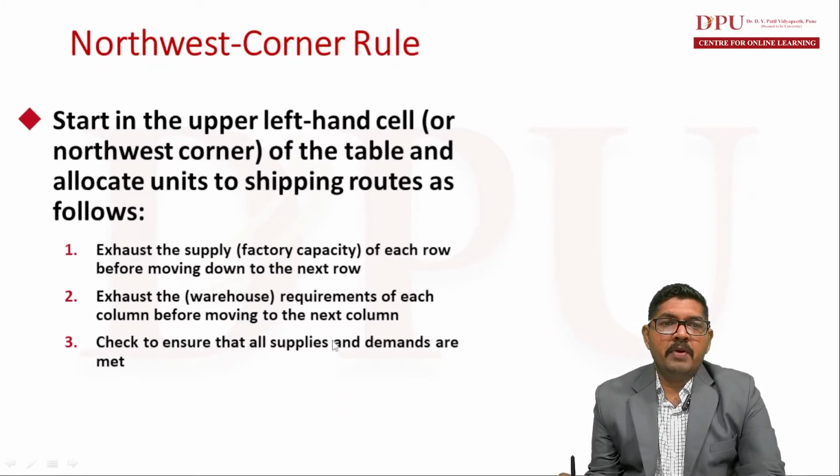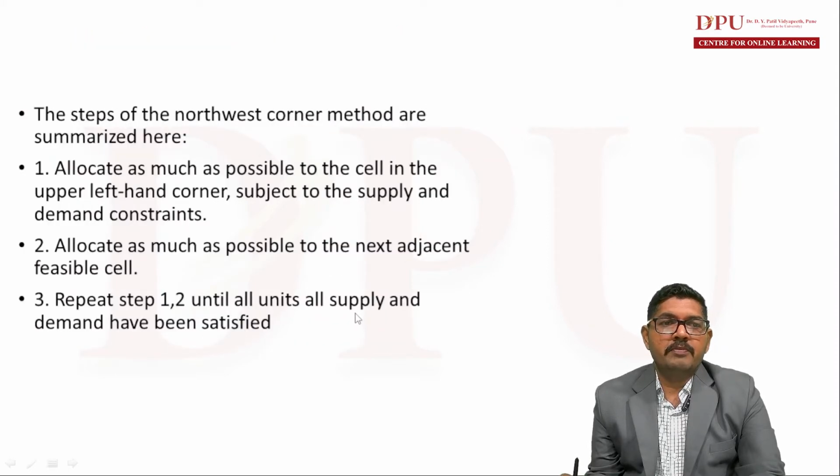Start in the upper left hand cell or northwest corner of the table and allocate units to the shipping routes as follows. So this is the procedure to find the initial basic feasible solution by the northwest corner rule. Exhaust the supply, the factory capacity of each row, before moving down to the next row. Exhaust the warehouse requirement of each column before moving to the next column. Check to ensure that all supplies and demands are met. The steps of the northwest corner method are summarized here.